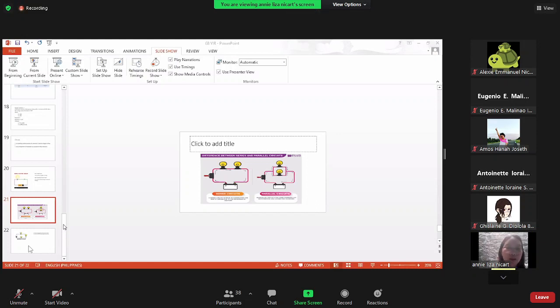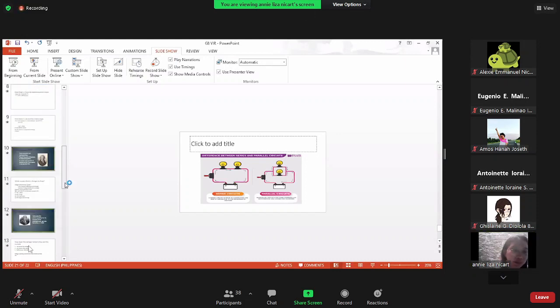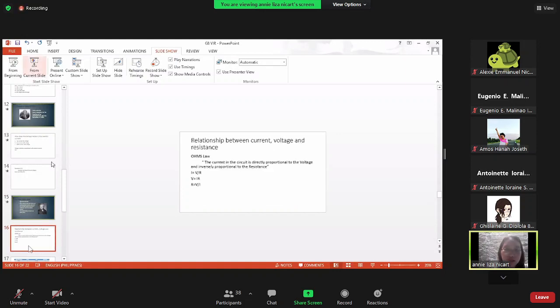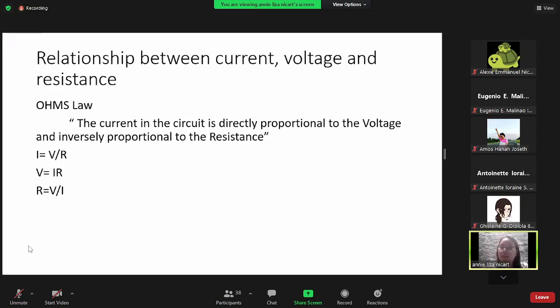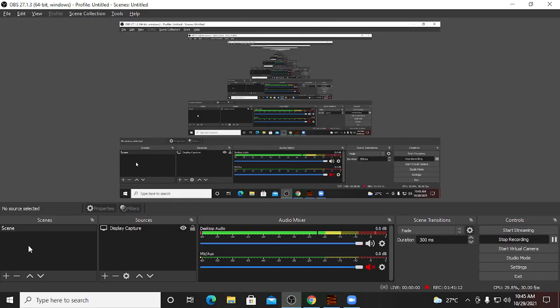Any questions regarding Ohm's law? None. Okay. If we double the voltage, given that the resistance is constant, what happens to the electric current? What will happen to the value of the electric current? It will double. Okay, it will double also.